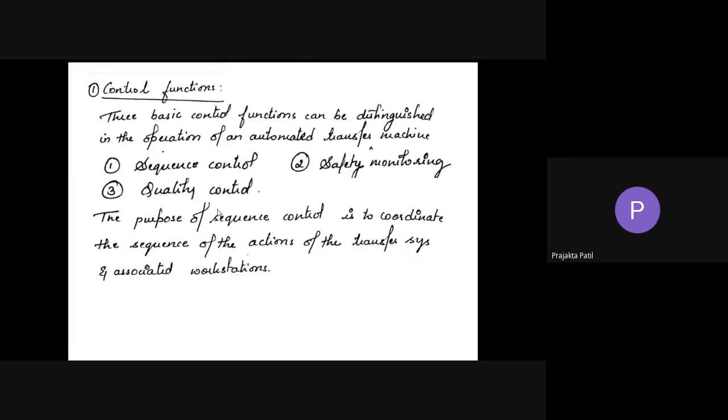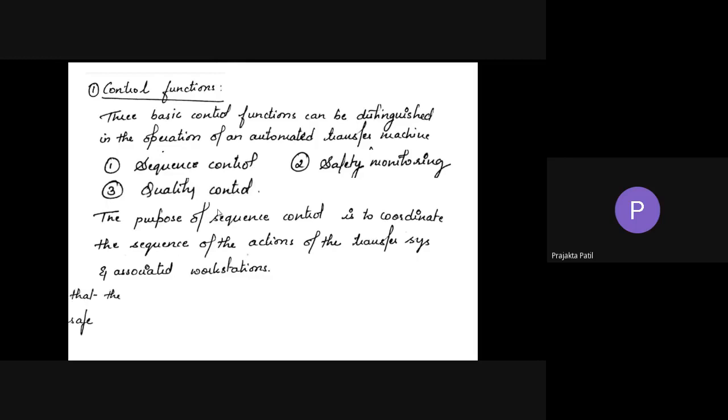The various activities of the production line must be carried out with split second timings and accuracy. There are so many activities, right? It has to happen in fractions of seconds. Suppose some parts have to be released from their current workstation, they have to be transported, located, clamped, and positioned properly. All of these things have to happen in split seconds. So here sequence control is very important.